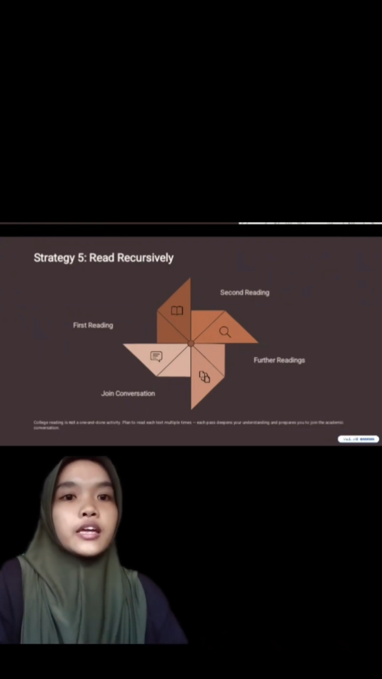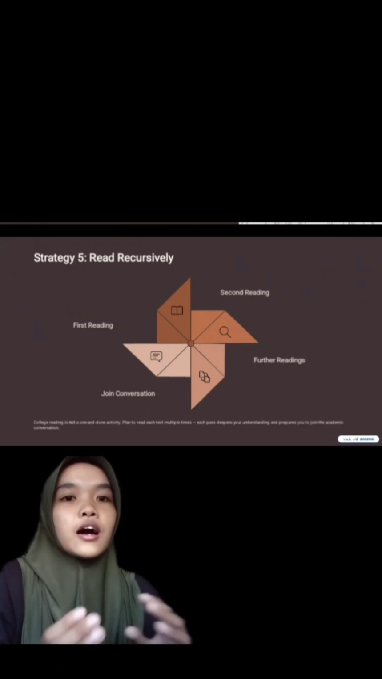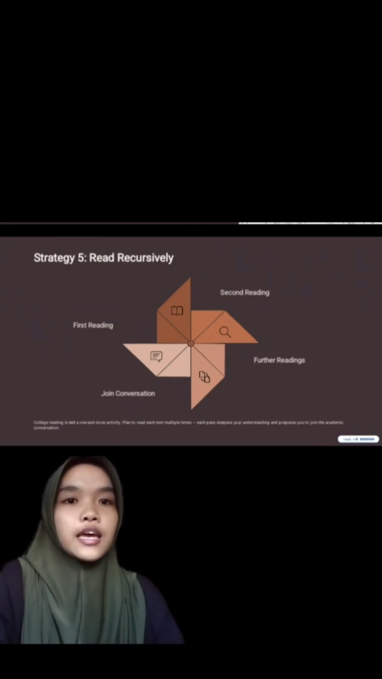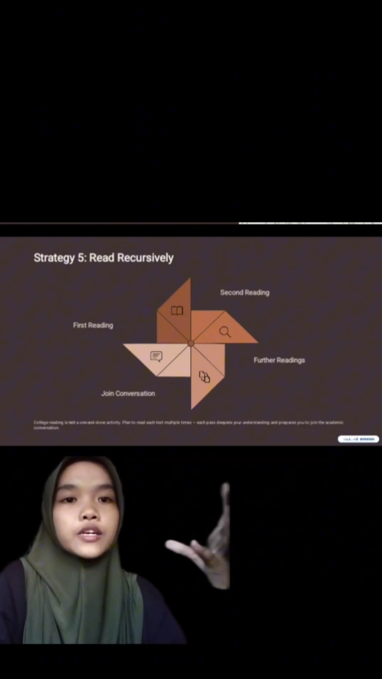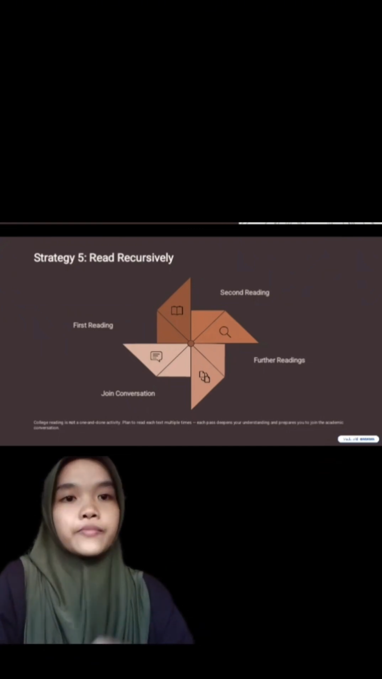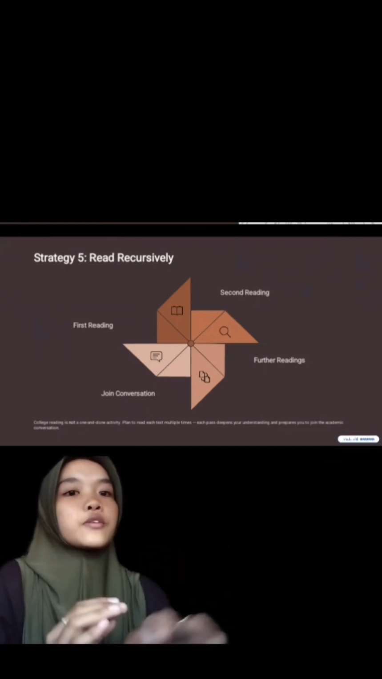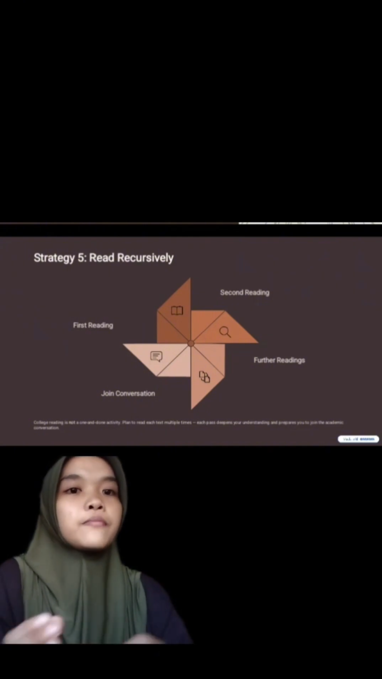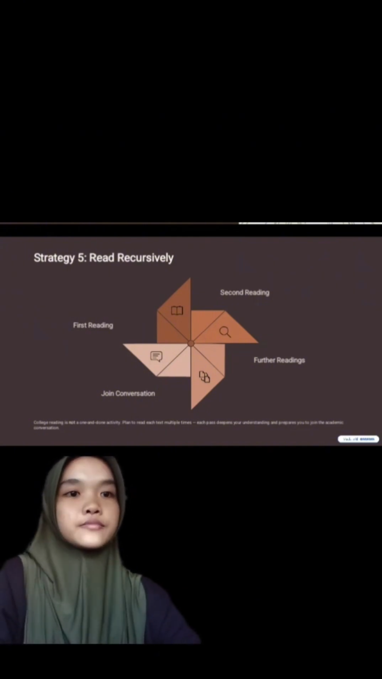And the second reading focuses on how the author communicates ideas and uses supporting details. Further readings help readers analyze the text more deeply and connect it with the discussion or real life situations. And so, reading recursively helps students become more critical and active readers.